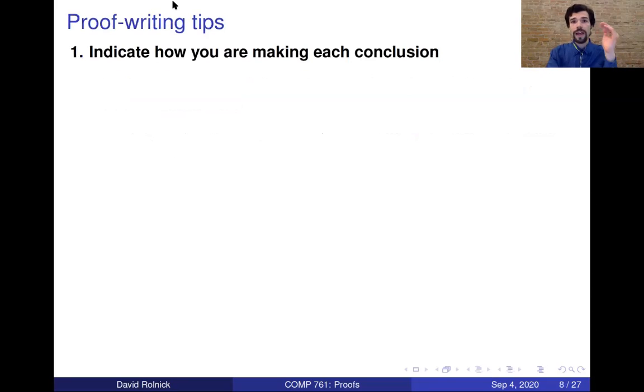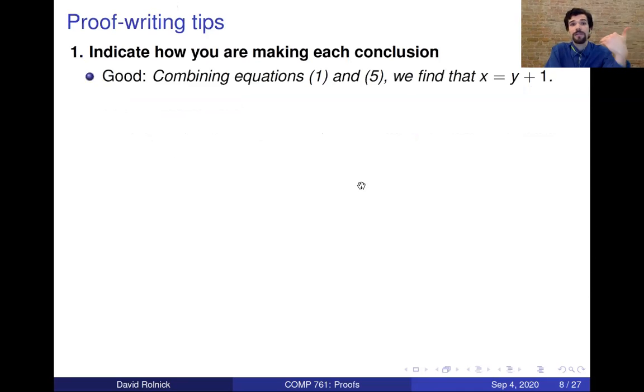So with all that in mind for why one would be interested in proofs, both in general and for the particular needs of this course, here are some tips on how to write proofs. Then we'll see some examples. First, indicate how you are making each conclusion. This is probably the biggest thing to remember in writing a proof. Just explain how you get from one place to the next place.